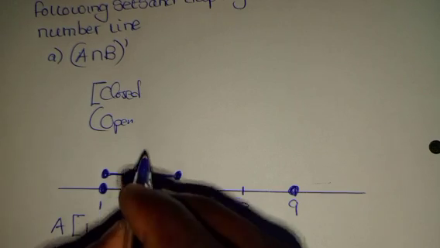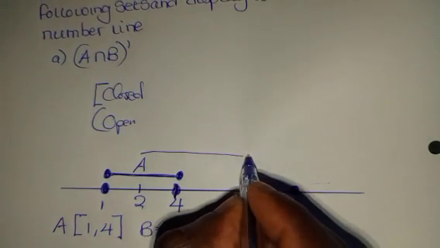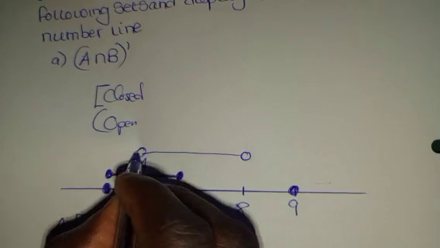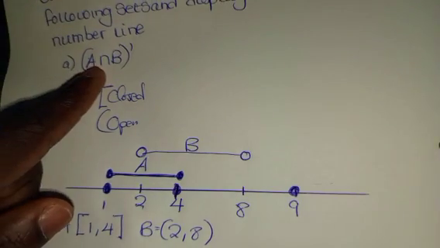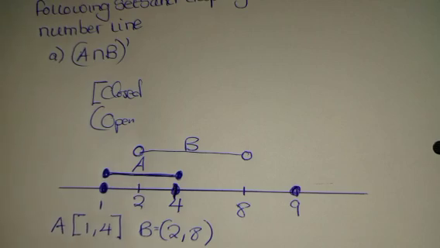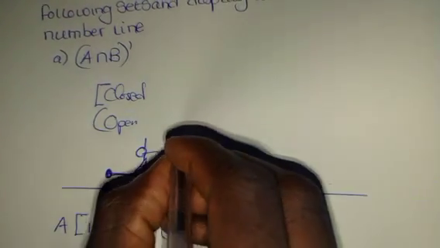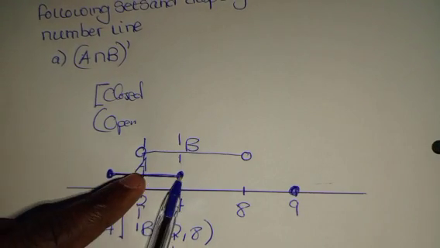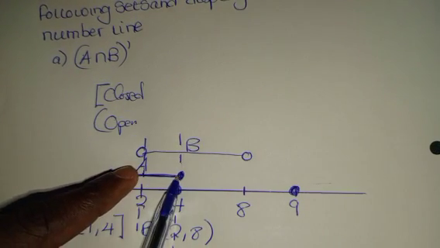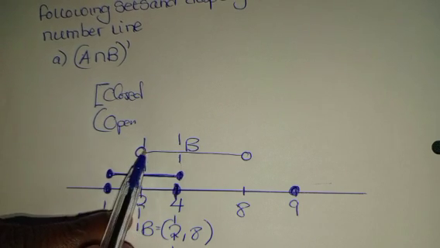Remember, these are open intervals. So we'll move from 2 all the way to 8. Since they are open intervals, we'll do that. Then we'll put B. Then remember, we are looking for A intersection B. So A intersection B is where these 2 are coinciding, which is there. So this is the intersection of A and B. But when you check, 2 is present in A, but 2 is not present in B.